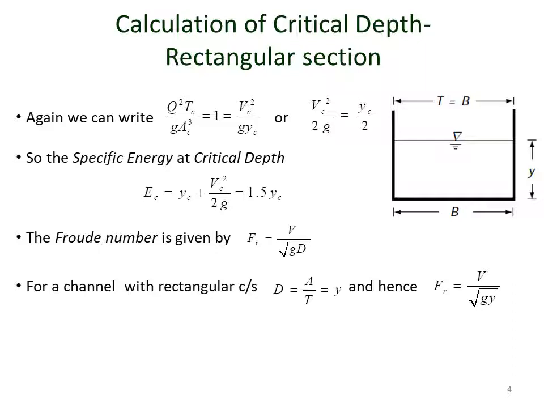And so for a rectangular cross section, by definition, the hydraulic depth is given by the ratio of the flow cross section by the top width of the channel, or D is equal to A by T. And for a rectangular channel, that equals the flow depth only, or small y. And hence the Froude number here is given as Fr is equal to V by root under Gy. This is the classical expression of Froude number for a rectangular channel: Froude number equals capital V by root under G into y.